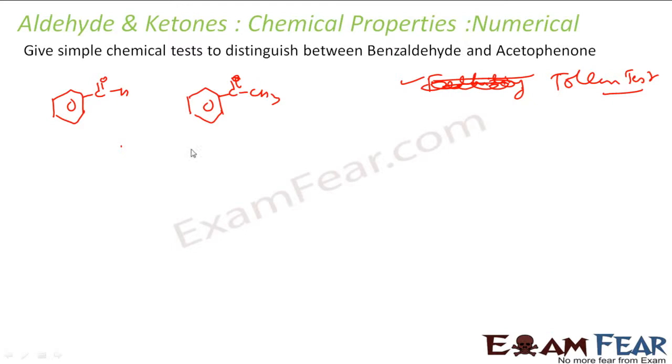Now, one more difference between these two is that one is not a ketone, but this is a methyl ketone. So you can also use the iodoform test. Since there are two different compounds, aldehyde and ketone, you can use the Tollens test, but you can't use the Fehling test here because it's an aromatic aldehyde. And you can use the iodoform test also, because one of these is a methyl ketone. I'll not give reactions for this now.